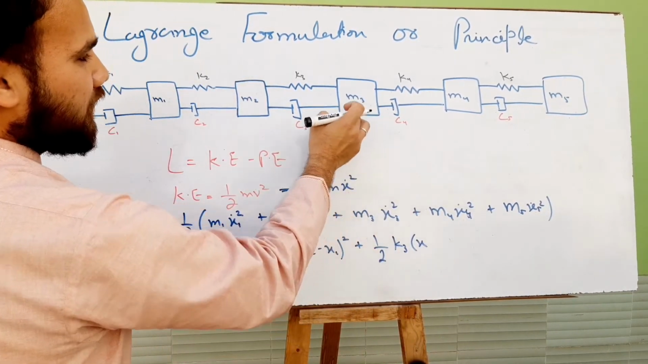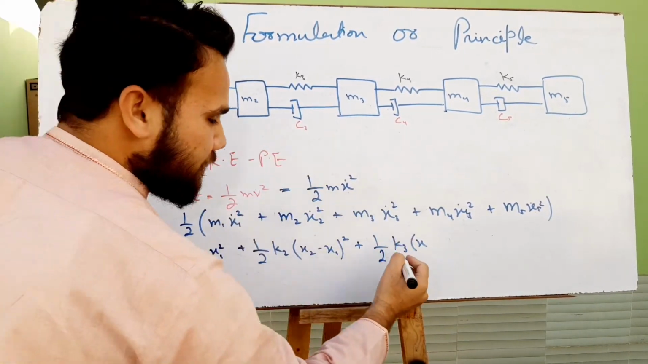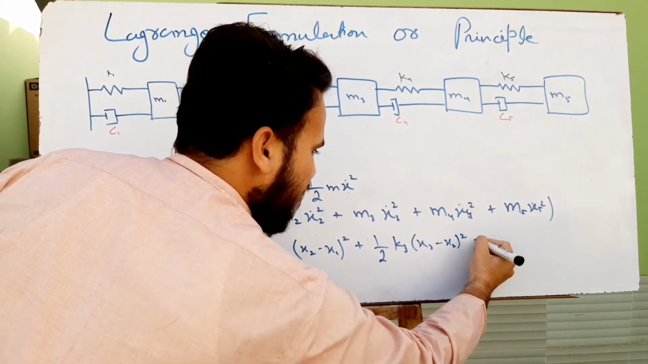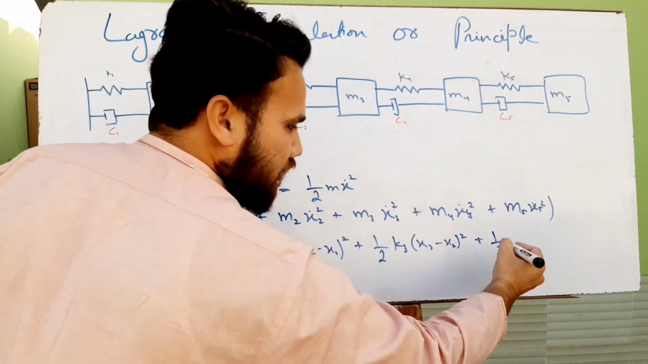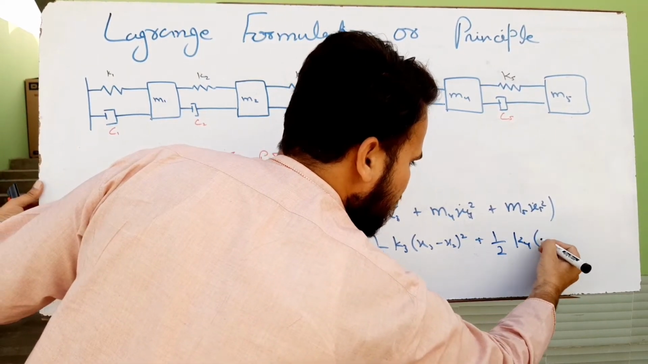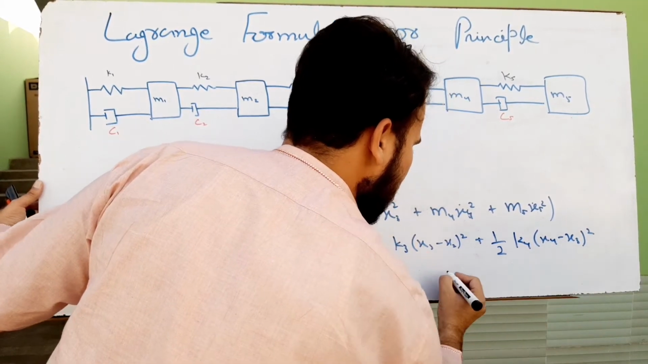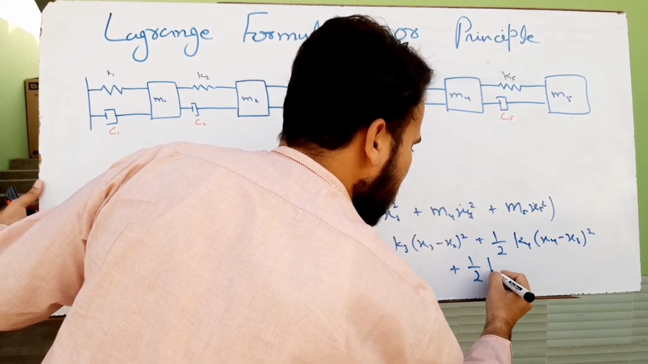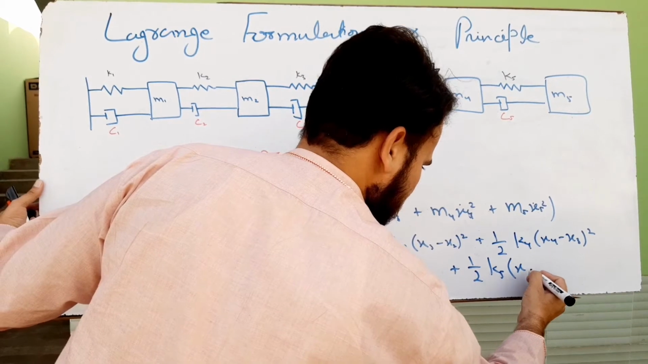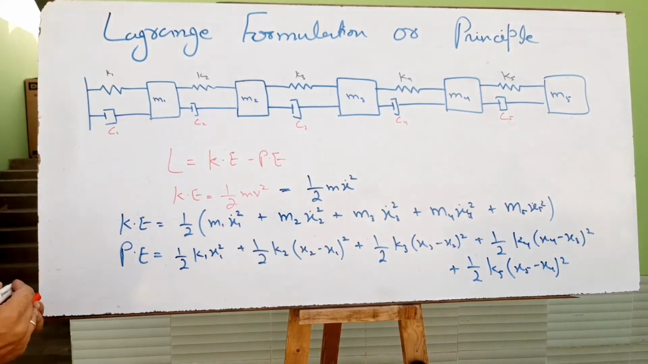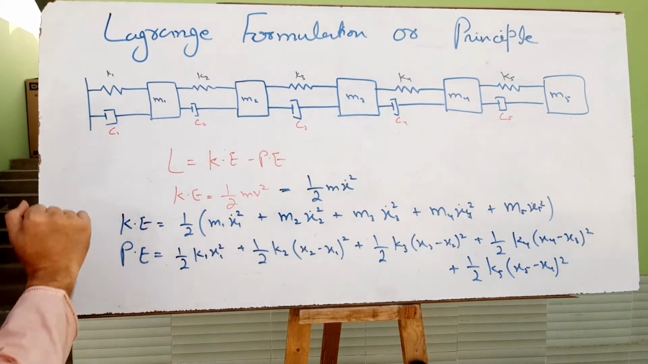Now the position of this one depends on both of these. So this is x3 minus x2 whole squared plus half k4 x4 minus x3 whole squared plus half k5 x5 minus x4 whole squared. This is the potential energy for the model.